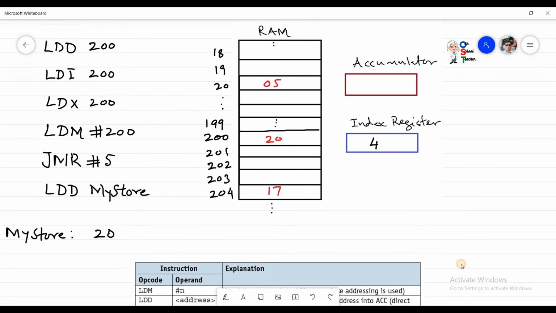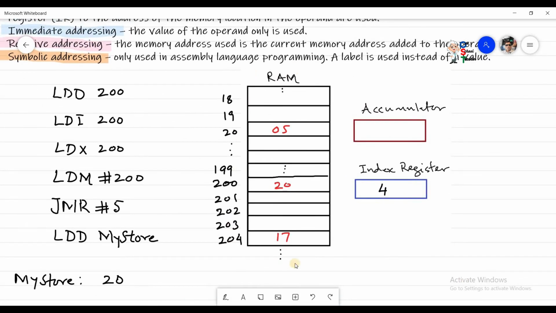Here I have made an illustration where we have RAM with addresses 18, 19, 20, and then after this 199, 200, 201, 202, 203 and 204. These are the addresses of different memory locations. This is accumulator. Accumulator is a register which can store a number of bits or data. Then index register. Index register is also a register which can store a number of bits, or you can say data. So here we will see examples one by one.